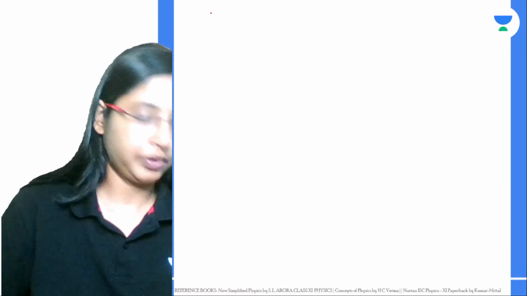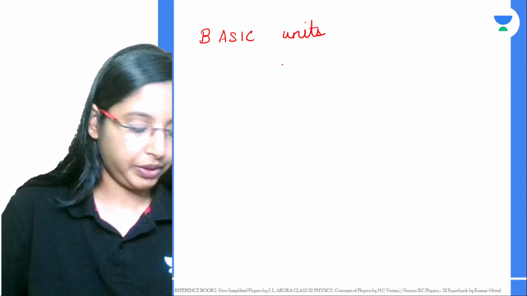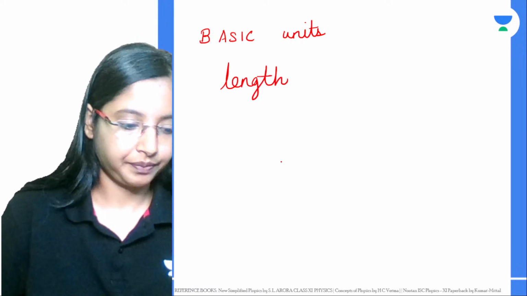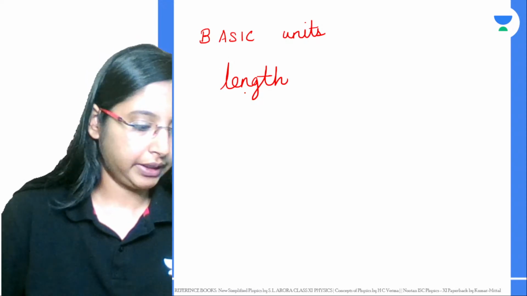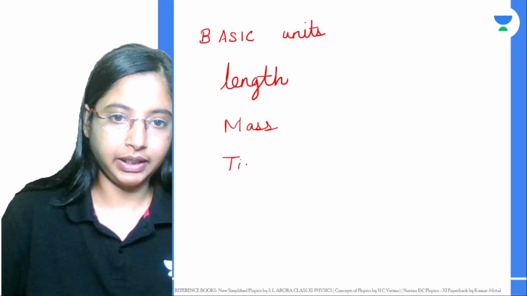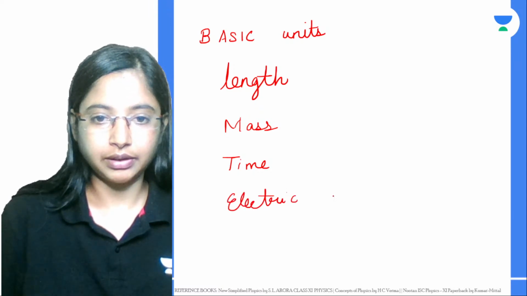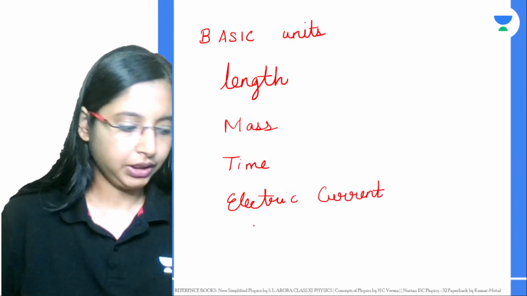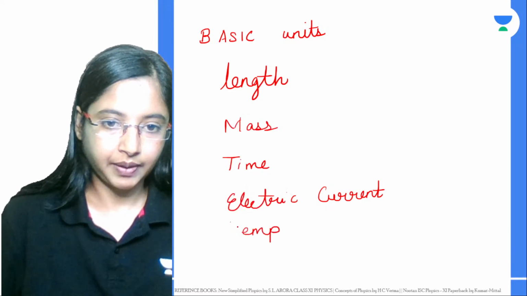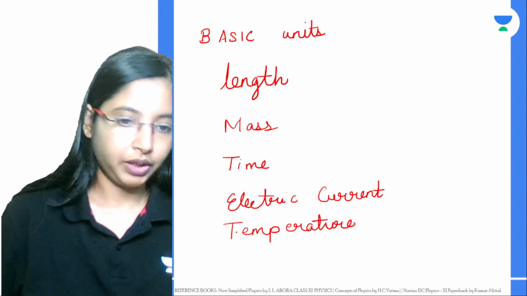So in the SI system, you have the basic units. Your basic units are length, and then mass. Time is another basic unit. Then comes electric current, again a basic unit. Then thermodynamical temperature, one more basic unit. And amount of substance.